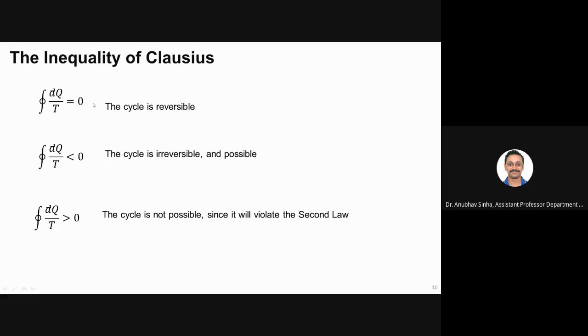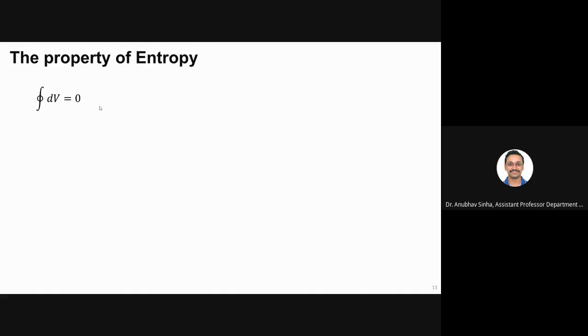So this is the use of this cyclic integral: you can determine whether the process is reversible, irreversible, or not possible. You can simply take a cyclic integral of dq by T and check what sort of process that is.